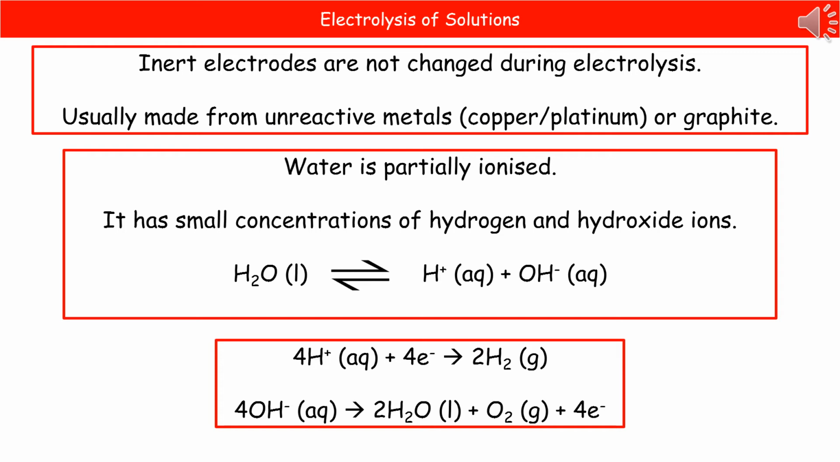So if we've got our aqueous solution, what we see is the situation at the bottom. We've got 4 hydrogen ions, which will gain 4 electrons, one each, to make 2 molecules of hydrogen gas. And then our hydroxide ions will form our water molecules, oxygen gas, and release 4 electrons.